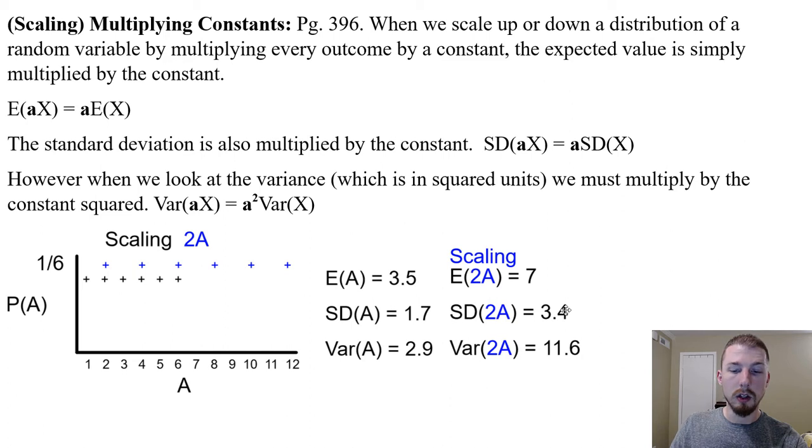The standard deviation is going to be doubled as well, which means the variation would be multiplied by our constant squared, or a squared. That's where the a squared comes in. So that would be 4 times the variation of what we had before.